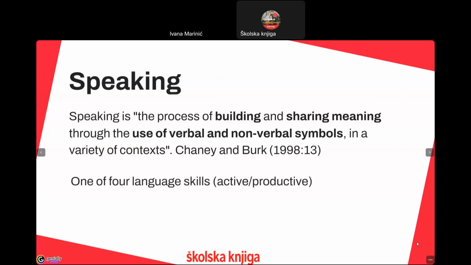It is the active or productive language skill. And some say that it's even the most difficult skill to acquire, because it means that you need to use the language online, at the moment that you are actually speaking, that's when everything happens. In writing, which is also a productive skill, there is time to think about it. Reading and listening are passive skills, so-called receptive skills, where you receive some information, and here you have to produce it.